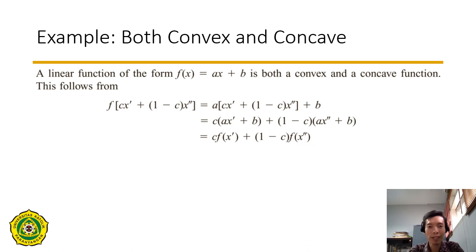Now it is also possible that a function is both convex and concave. The example for this kind of function is a linear function. If a function is both convex and concave, it means that the function value of a point is exactly the same as the linear combination of 2 points. Okay, so if you take a point which is the linear combination of x prime and x double prime, then the function value is also the linear combination of the function value of x prime and the function value of x double prime. If it is exactly the same, it means that this function is both a convex and concave function.